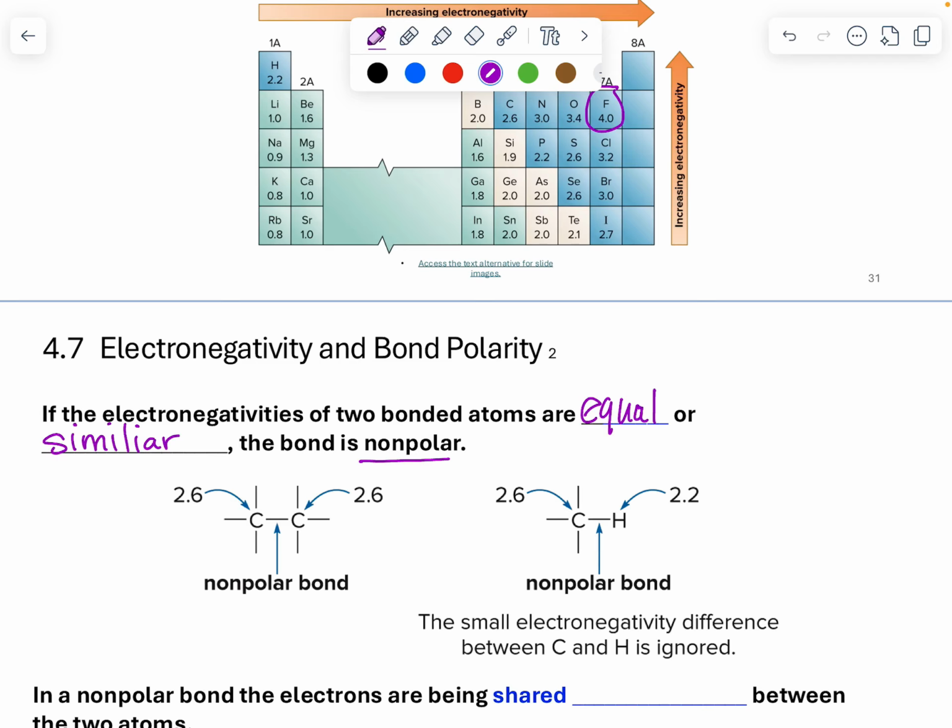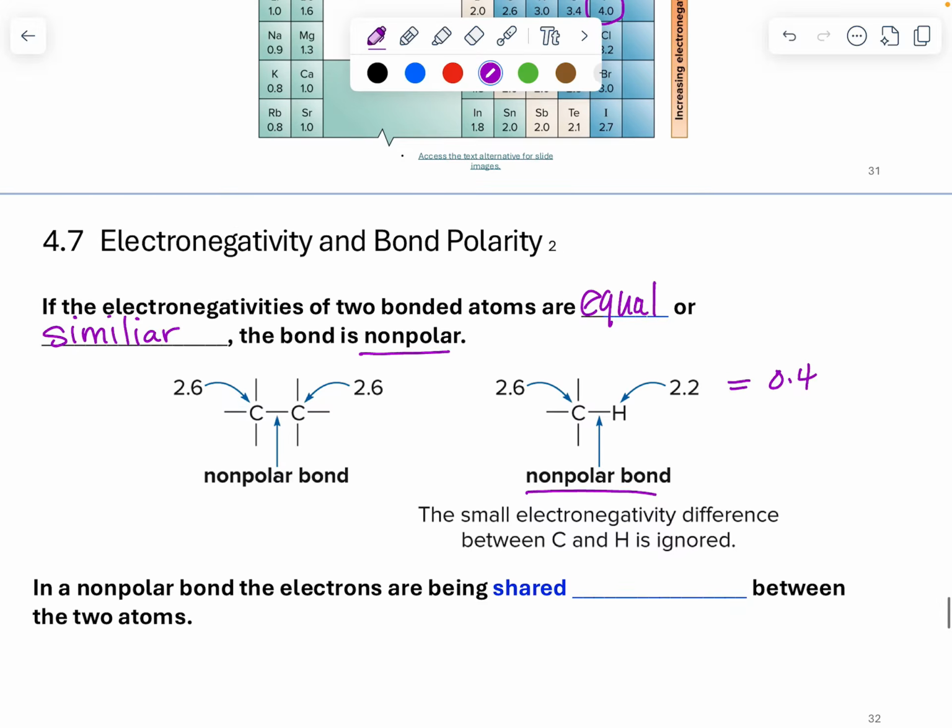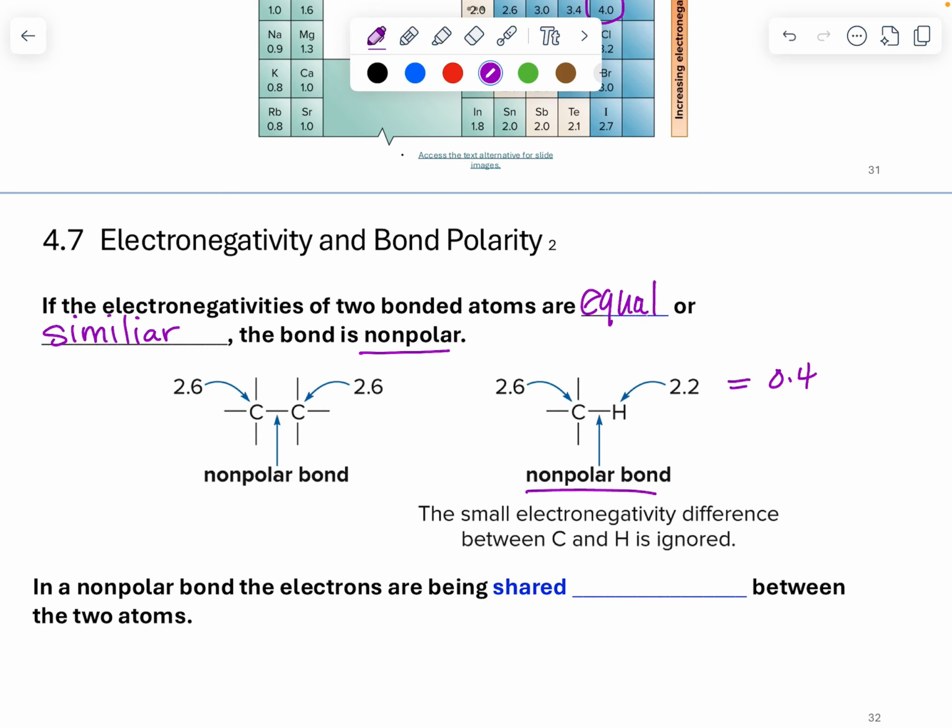If we look at C and H, we see carbon's 2.6, where hydrogen's 2.2. And when we subtract those values, we see that there's a difference of 0.4. And so that's very close to being 0, so this is also considered a nonpolar bond. In a nonpolar bond, the electrons are shared equally between the atoms. Neither atom has a stronger pull for the electrons, so they are shared equally. So this is considered a nonpolar covalent bond.